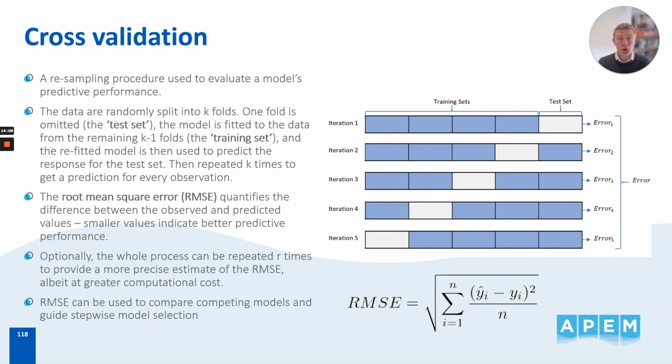Optionally, we can repeat this whole cross-validation process a number of times. Obviously, that carries an additional computational cost, but it also means that we get more precise estimates of the RMSE and therefore a better indication of exactly which model gives best predictive performance. The RMSE value that we calculate for each model can then be used to compare different competing models and can also be used to guide a stepwise model selection process if we wish.